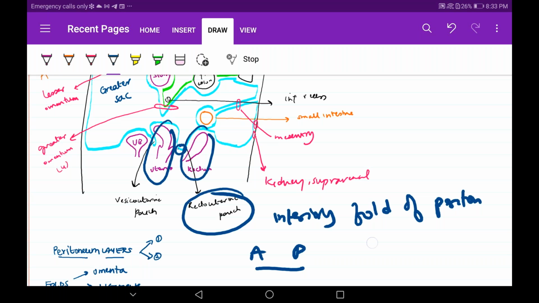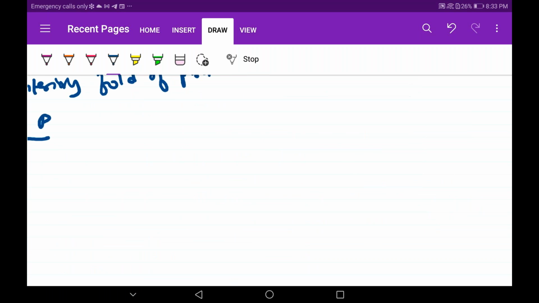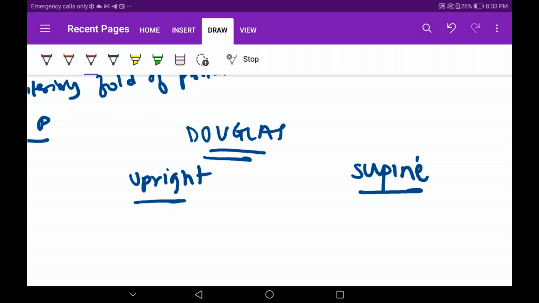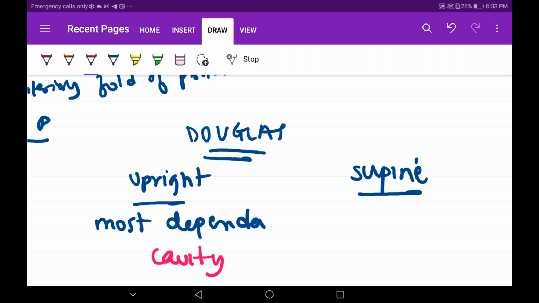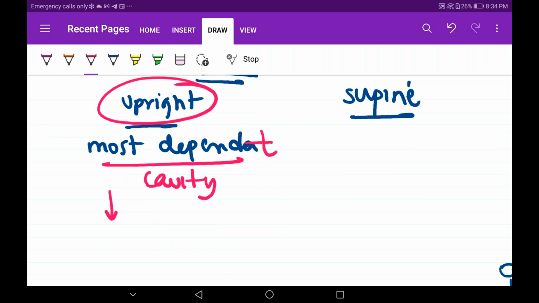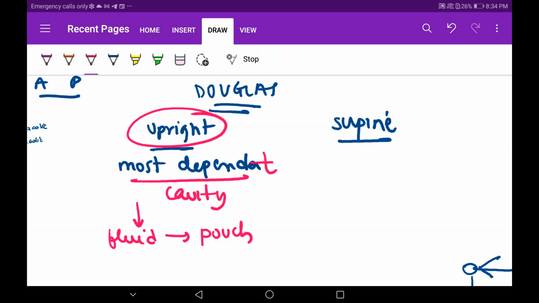What is the importance of this? See, the importance of this is about the Douglas pouch. Write this down, everybody. There are certain things about standing upright and sleeping, the supine position. In upright position, in females, Douglas pouch is the most dependent aspect of the cavity. What do I mean by most dependent? It means that whenever you're standing upright, all the fluid in the peritoneum will enter into this pouch. Did you get it? At that particular time, the whole fluid of the peritoneum goes into this particular part. That's why we give the name most dependent.